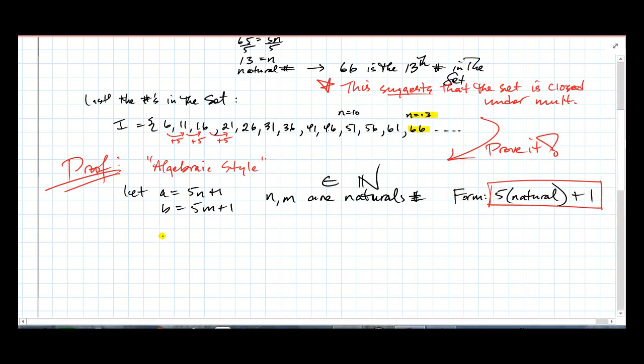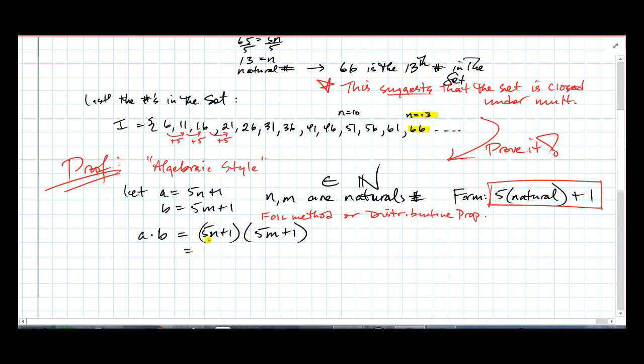So here we go. So we say a times b, since we're showing that it's closed under multiplication, is equal to 5n plus 1 times 5m plus 1. You got to multiply them together and check or prove that the result is in the set. Okay, now with the way you multiply binomials, you can either use the FOIL method, okay, or distributive property, either one. Okay, so here we go.